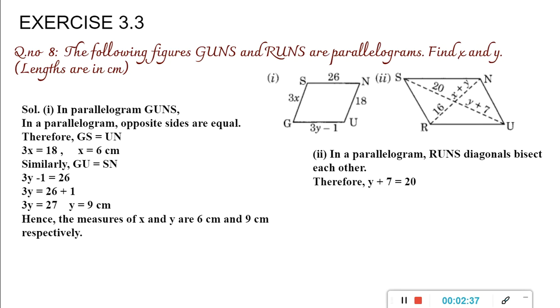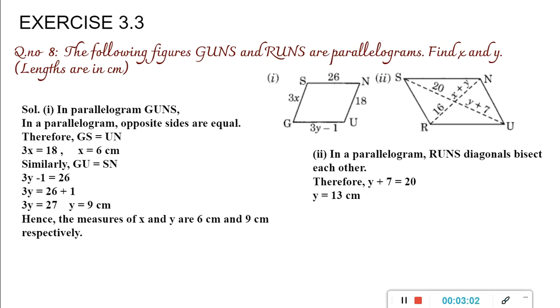y plus 7 is equal to 20. Bisecting means dividing equally, isn't it? So here we can take y plus 7 equal to 20 centimeters. From this we can find y. How? Plus 7 we can shift to the right side, so that will change to minus 7. So y is equal to 20 minus 7, which is 13 centimeters. So we got the value of y.